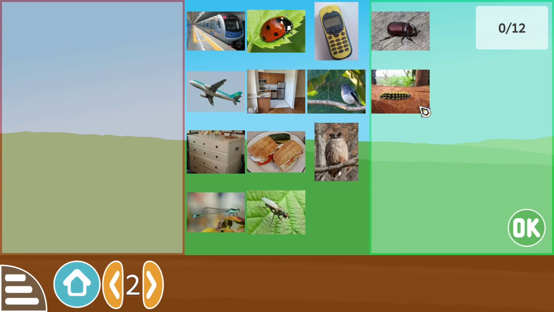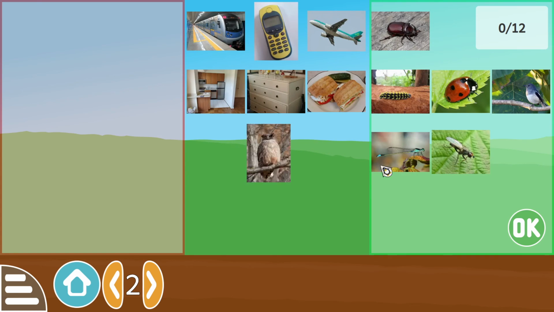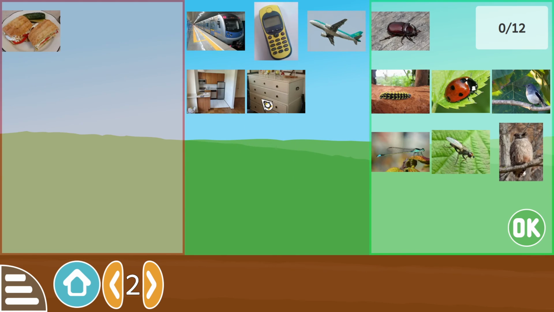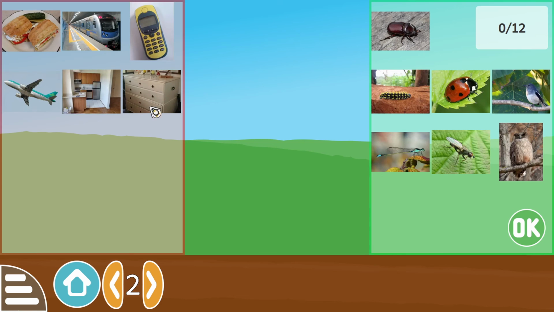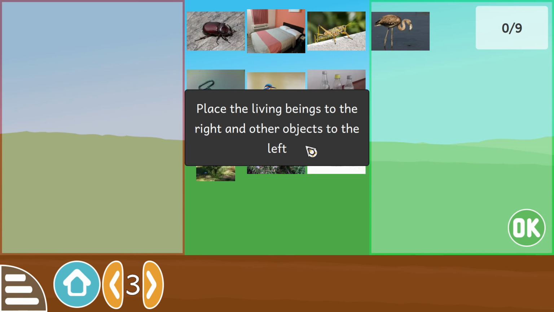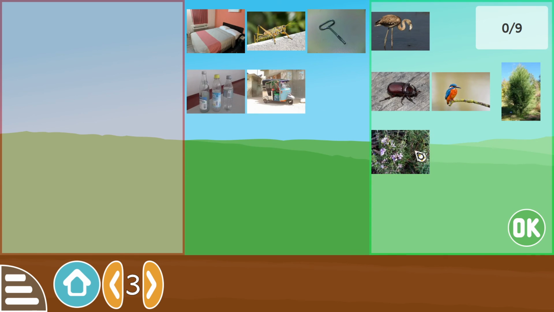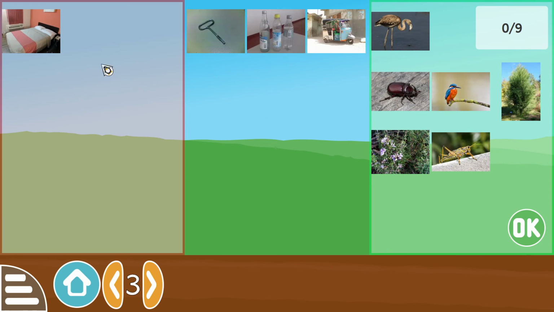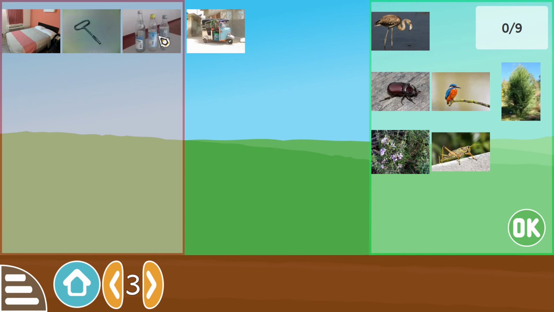So we've got an insect, another beetle as well, a bird, and some insect, a fly, and an owl. Everything else isn't, so we've got the train, the phone, the aircraft, the kitchen, and a chest of drawers. We've got an insect, isn't living, sorry, is living, the bird, tree, and a plant, and another insect. And there's a bed, it looks to be a key to open up some canned food.